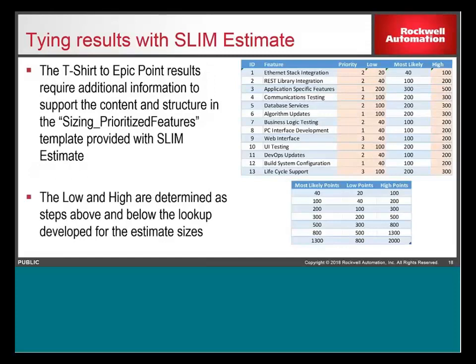All right, and so again, this is in the spreadsheet. So when working with the sizing prioritized features template, I found that I need to reorganize the information a little bit. So I set up a table that matches the structure of that template, and I created a lookup that basically fills in the low and high numbers for that sizing template. And again, it uses most likely and then provides low and high for feeding into the tool.